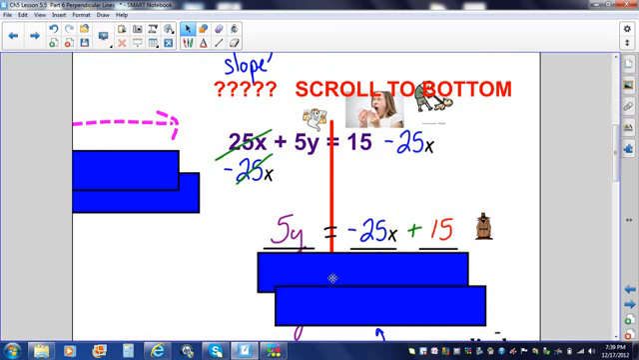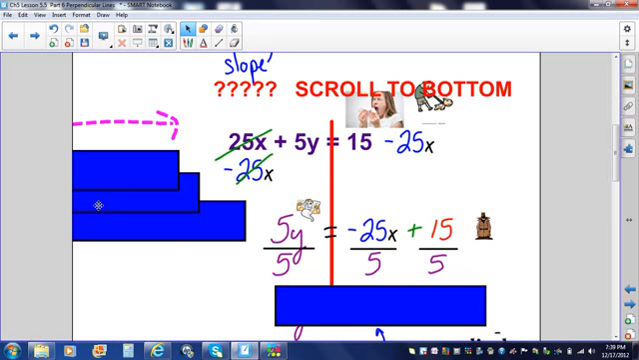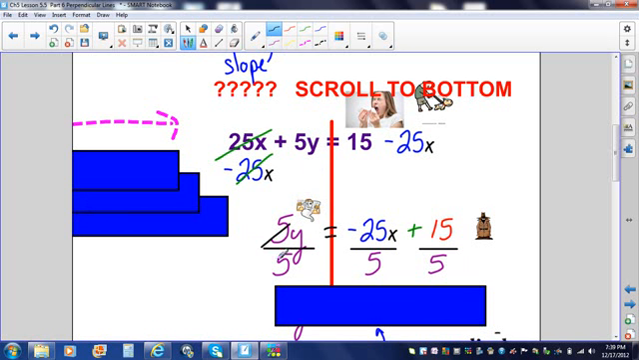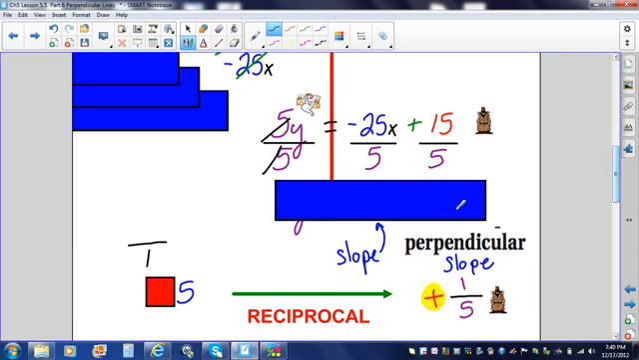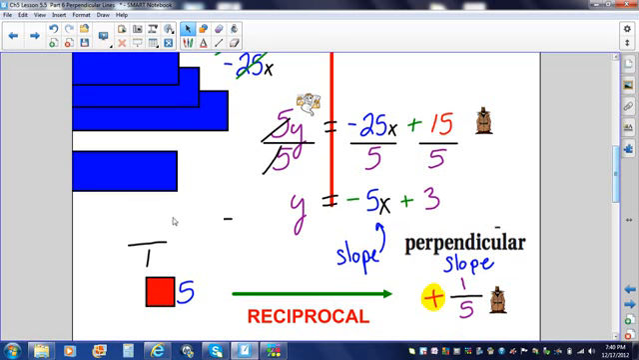Not funny. So we have 5y equals negative 25x plus 15. Remember that y is going to be our tornado. So we're going to divide everything by 5. When we divide by 5, these will end up canceling each other. And we are going to have negative 25x divided by 5. Negative 25 divided by 5 would be negative 5.